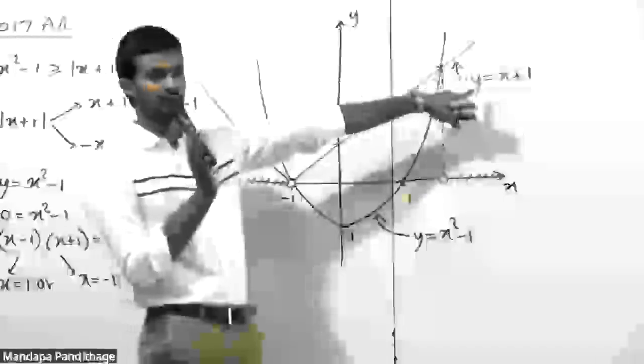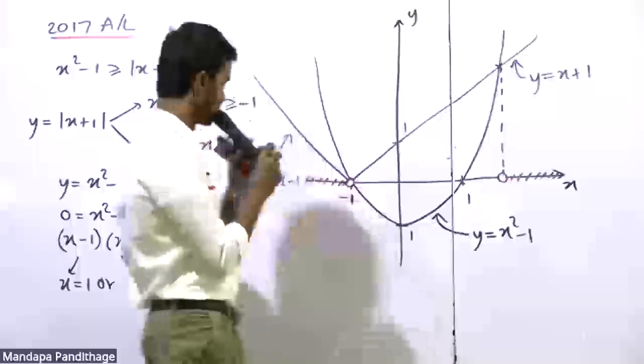Okay, now listen. Silence. Okay. So I told you we are supposed to find this intersection point. No. Silence, silence.